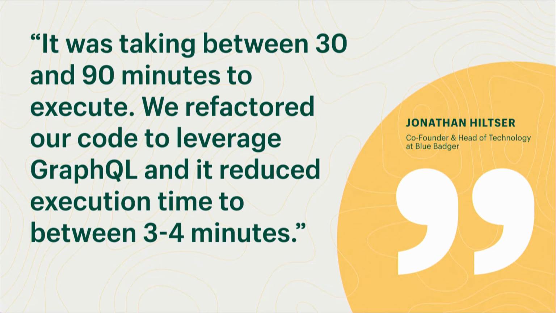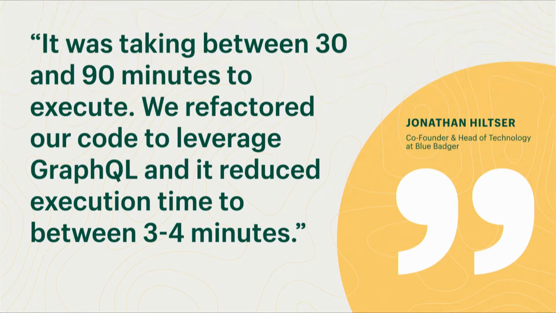Now, these advantages may sound a bit abstract, but they translate into real-world benefits. So consider, for example, the experience of one of our Plus agency partners. The folks at Blue Badger were facing a problem with one of their apps in terms of their performance. As you can see, it was taking between 30 and 90 minutes to execute. They then refactored their code to leverage GraphQL, and it reduced the execution time to between 3 and 4 minutes. Switching to GraphQL made them an order of magnitude faster. Now, of course, not every use case is going to see improvements this drastic, but we're really excited to help you discover as many of these wins as possible.